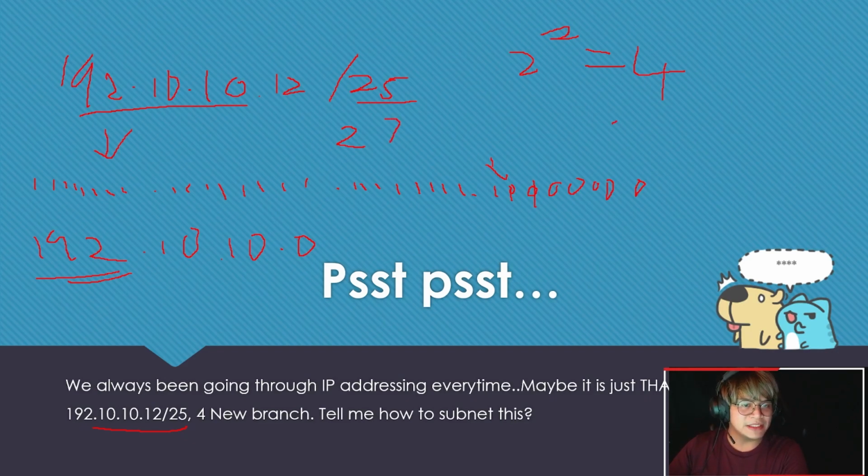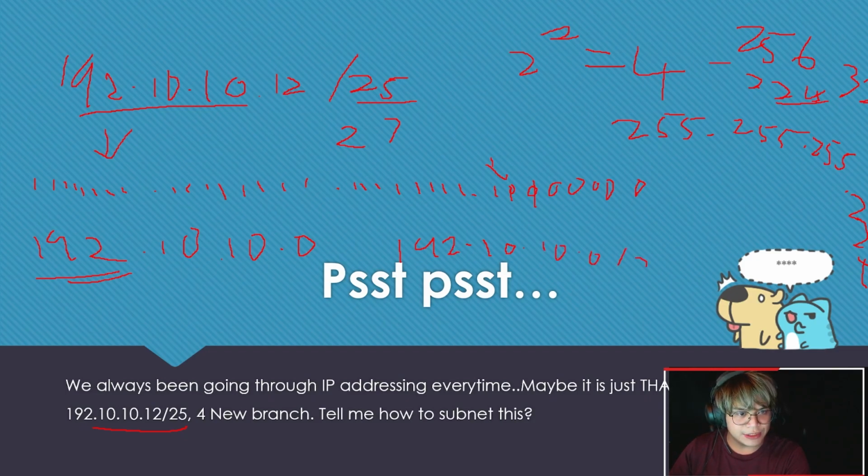Now you have the subnet mask of 255.255.255.224. So 256 minus 224 is a method for you to find the network hop. You will get 32. All right, so your network hop is 32. And then your first subnet will be 192.10.10.0/27.